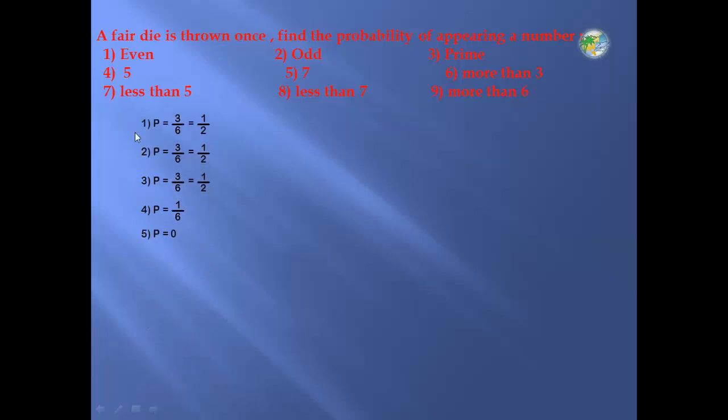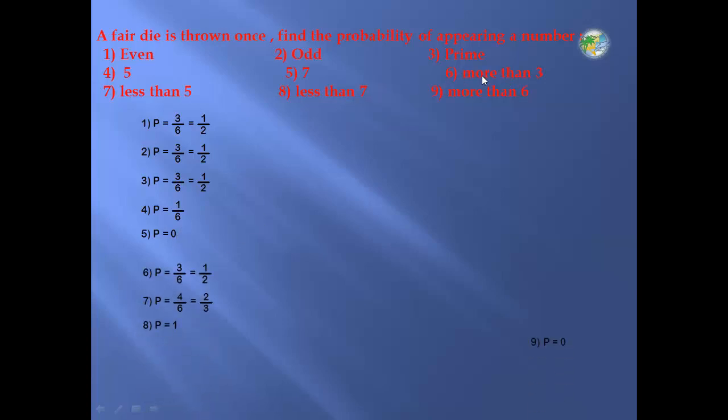Okay, fine. Probability number 1, getting an even number: 2, 4, 6, so 3 numbers. 3 over 6 equals 1 over 2. Probability of getting an odd number: 1, 3 and 5, so 3 over 6 equals 1 over 2. Probability of getting a prime number: 2, 3 and 5, 3 over 6, 1 over 2. Probability of getting number 5 is just one, so 1 over 6. Number 7: we don't have number 7, so 0 over 6 equals 0, impossible event.